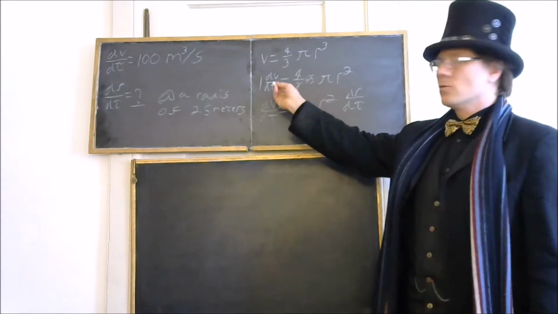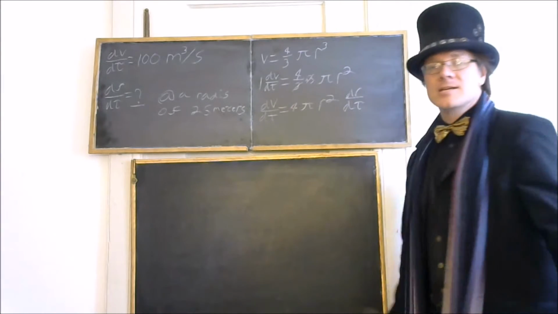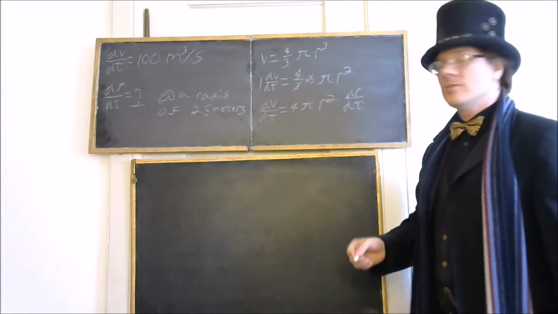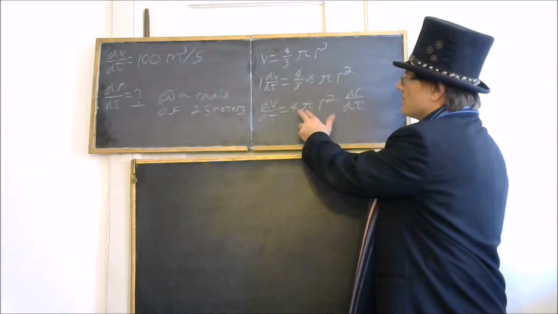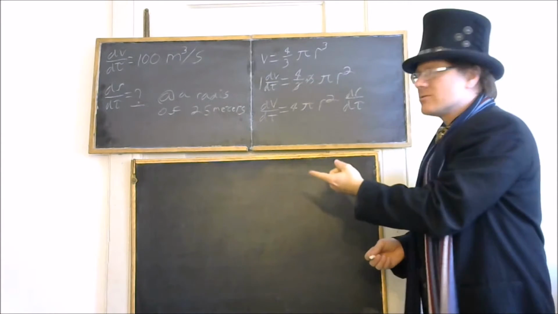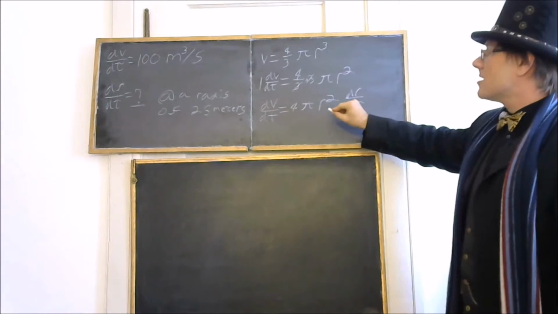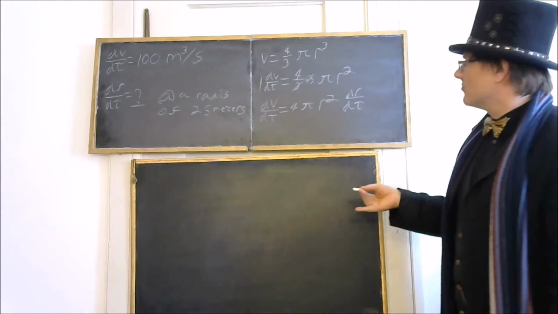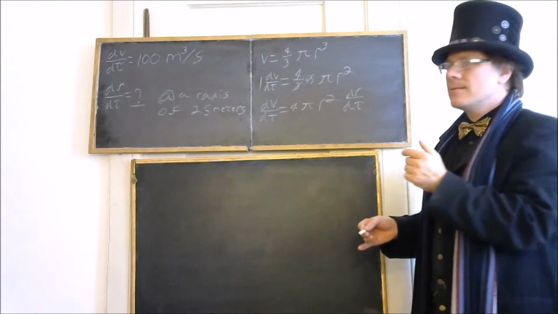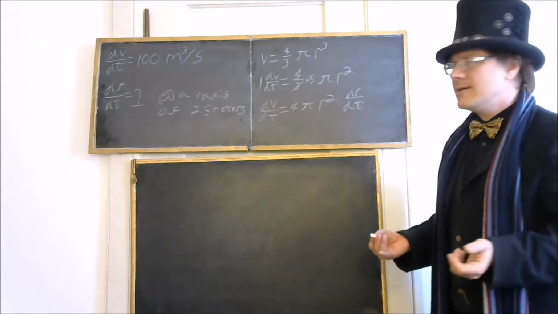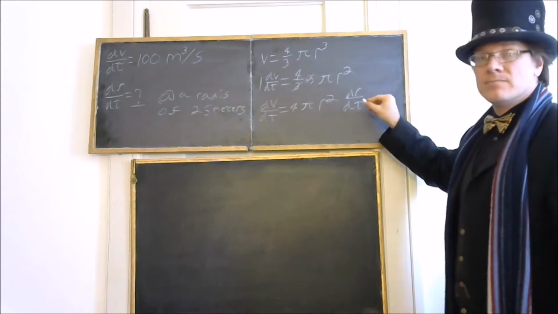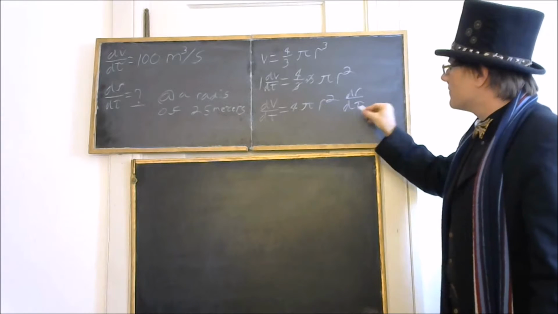the 1 multiplied by dV/dt just becomes dV over dt, of course, and because the 3 cancels out, we get 4 pi r squared, and then because we're doing implicit differentiation, because r is with respect to t, we have to do the implicit rule there, dr over dt.